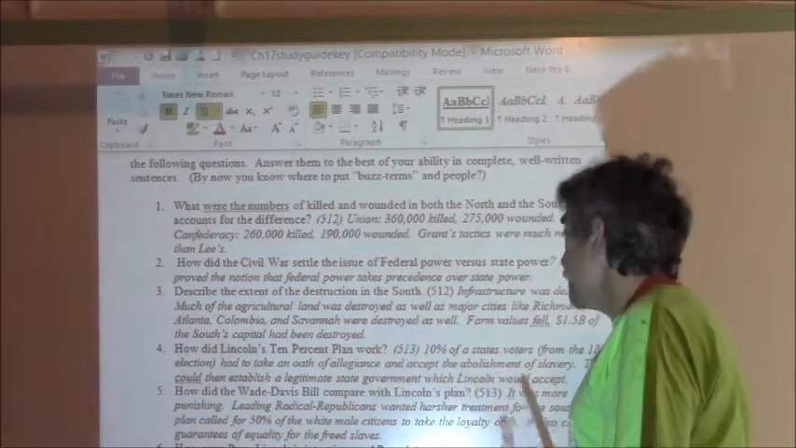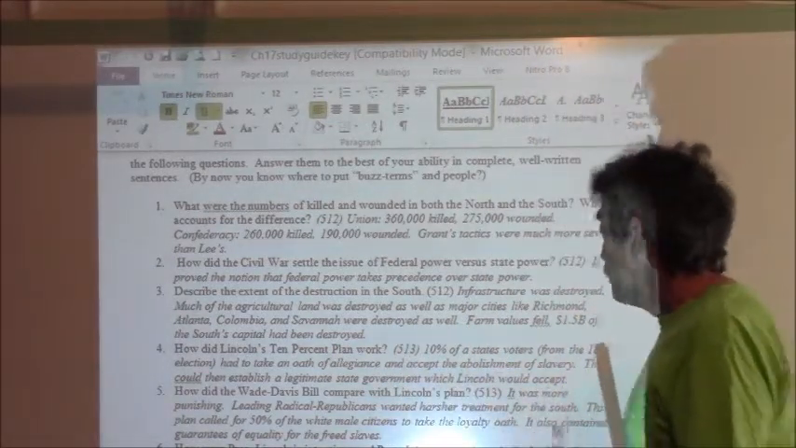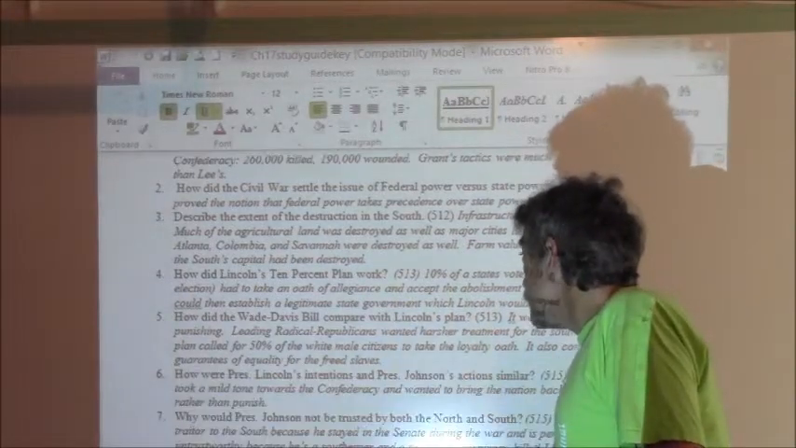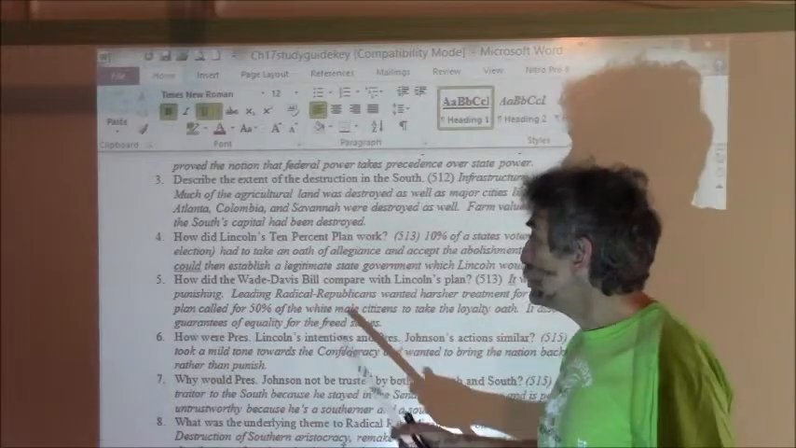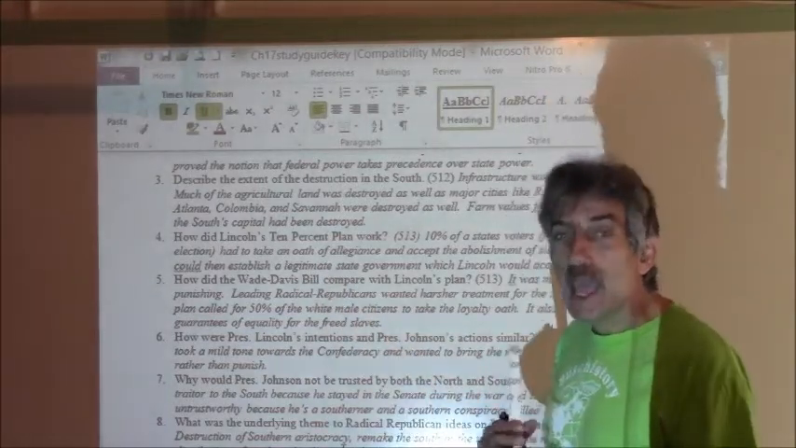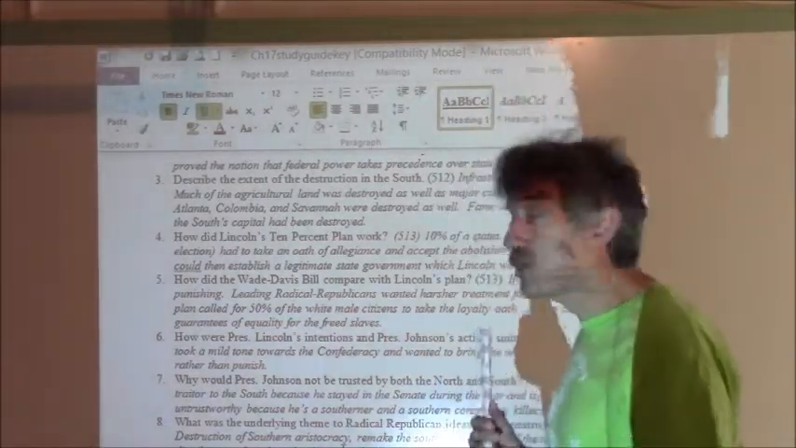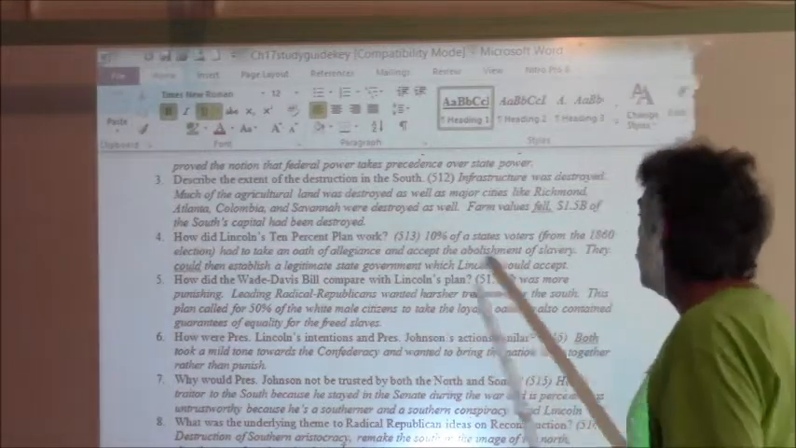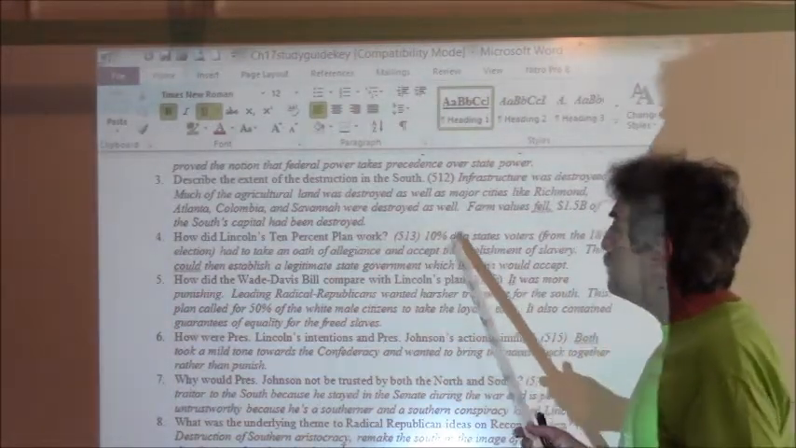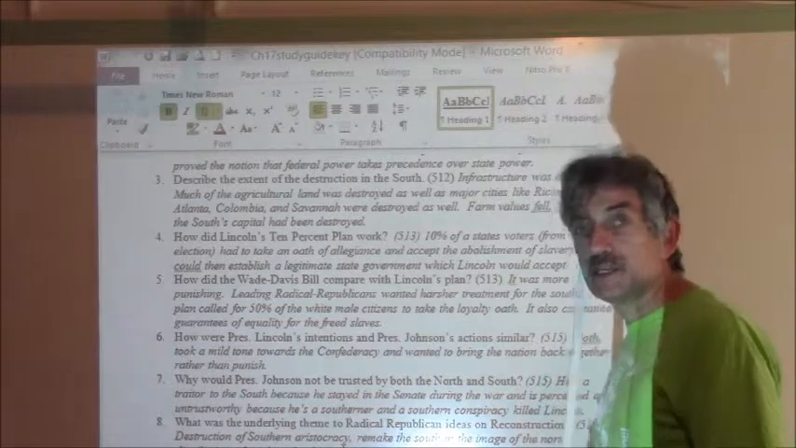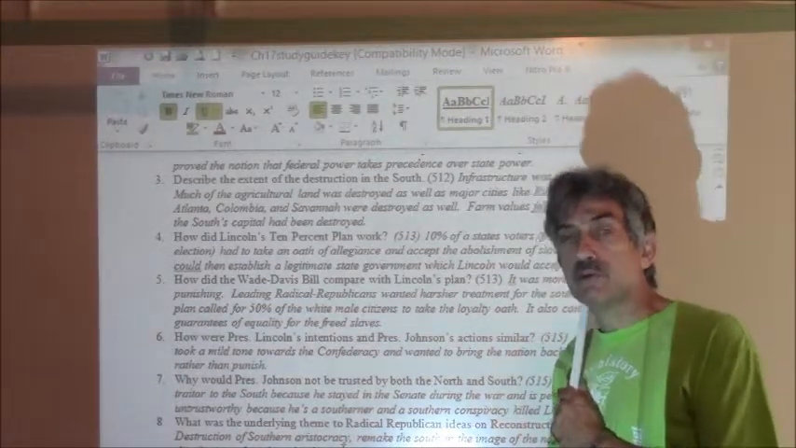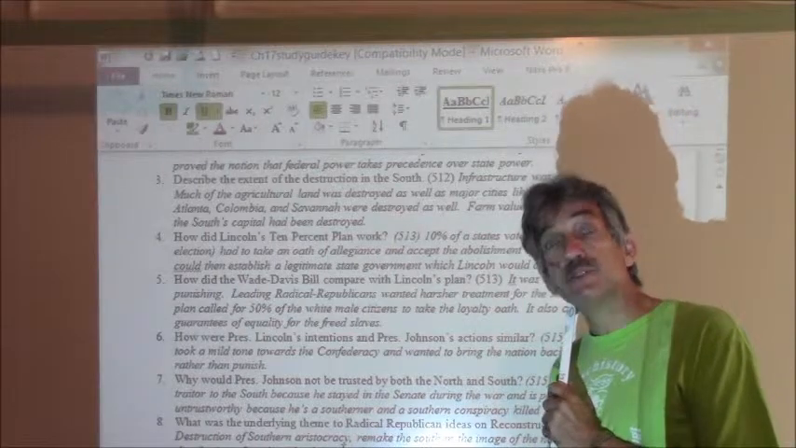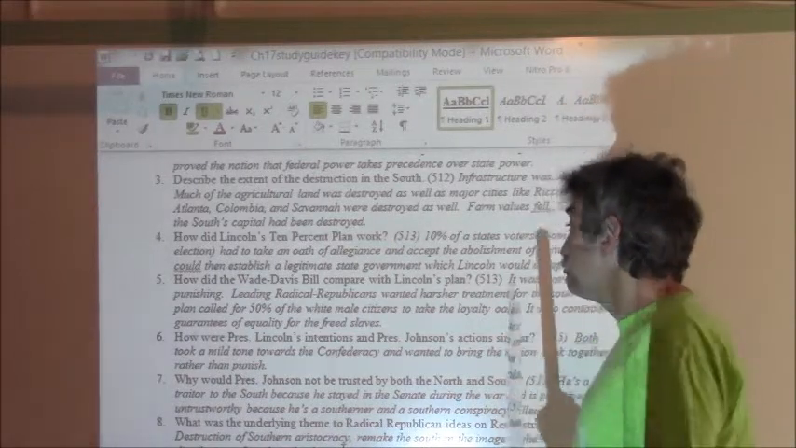The 10% plan, Lincoln's 10% plan. Pretty basic idea. 10% of the state voters, based on the 1860 election, had to take an oath of allegiance, and the states had to approve the 13th Amendment. When they did, they could apply for readmission to the Union, and the Congress of the United States would accept them back into the Union. Of course, that plan was never actually adopted exactly that way because Lincoln was killed before it could be.